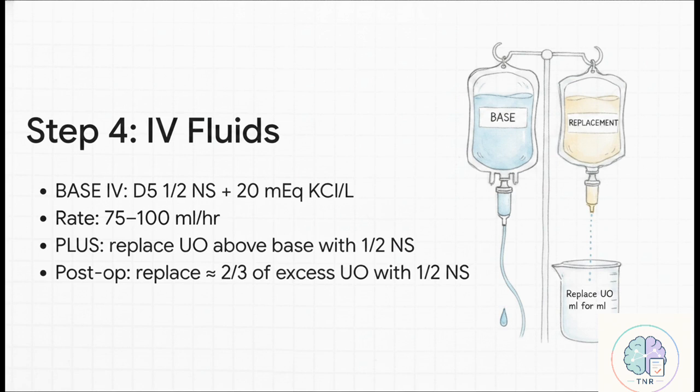Then you plus that base by replacing any urine output that exceeds that base IV rate, milliliter for milliliter, using half normal saline. But pay really close attention to this next point. For post-op patients who already received a ton of intraoperative fluids, they might just be going through an appropriate post-op diuresis. In that specific scenario, you only use half normal saline to replace about 2/3 of the urine output that exceeds the basal IV rate.